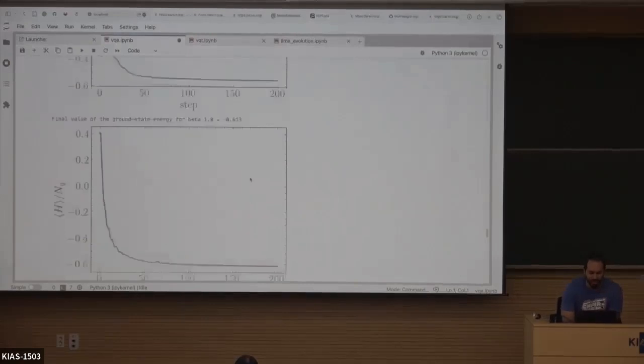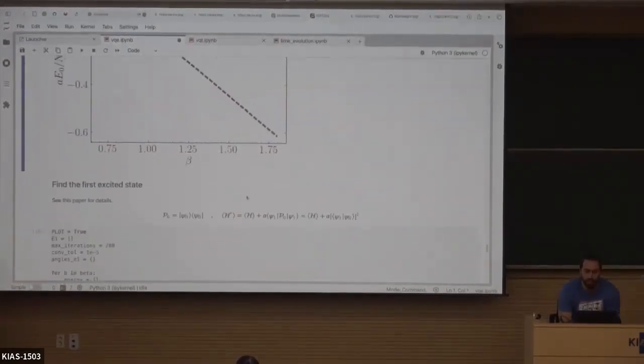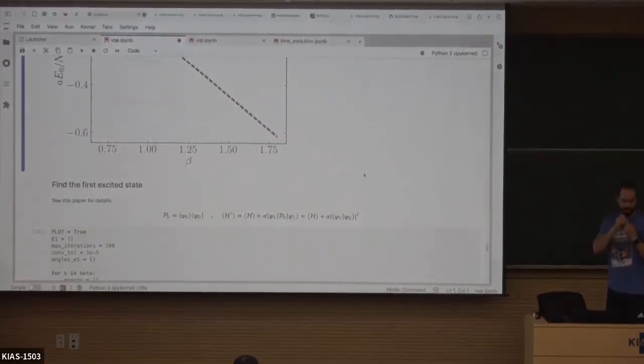Okay. Let's do the first excited state, okay? So for the first excited state, what we need is the first ground state. So what I'm gonna do is I'm gonna write the first ground state as a projection operator. So it's basically gonna be a regularization term in my loss function, okay?